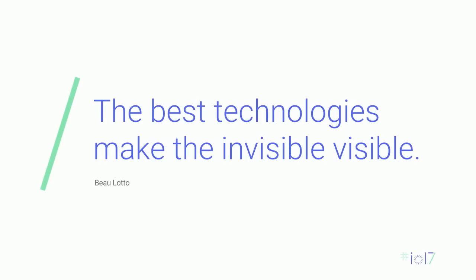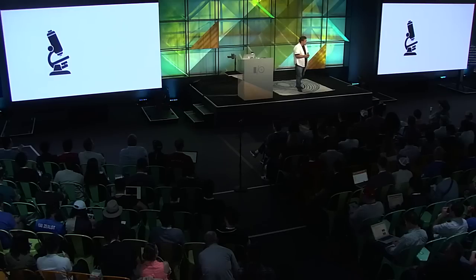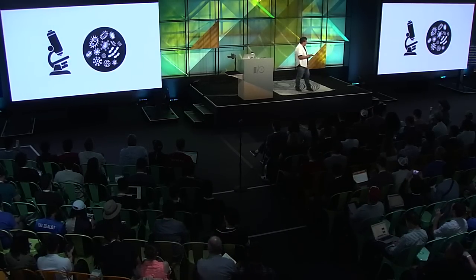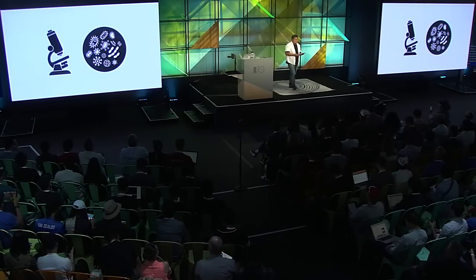So I wanted to start with this quote from Bo Lotto, who's a neuroscientist from the University College London. He said that the best technologies are the ones that make the invisible visible. An example of that is a microscope. It's a tool that allowed us to see more things about our environment, things that may have always been there, but they let us see things in a new way and give us a better understanding about how the world works, and also changes the way we view ourselves as well.